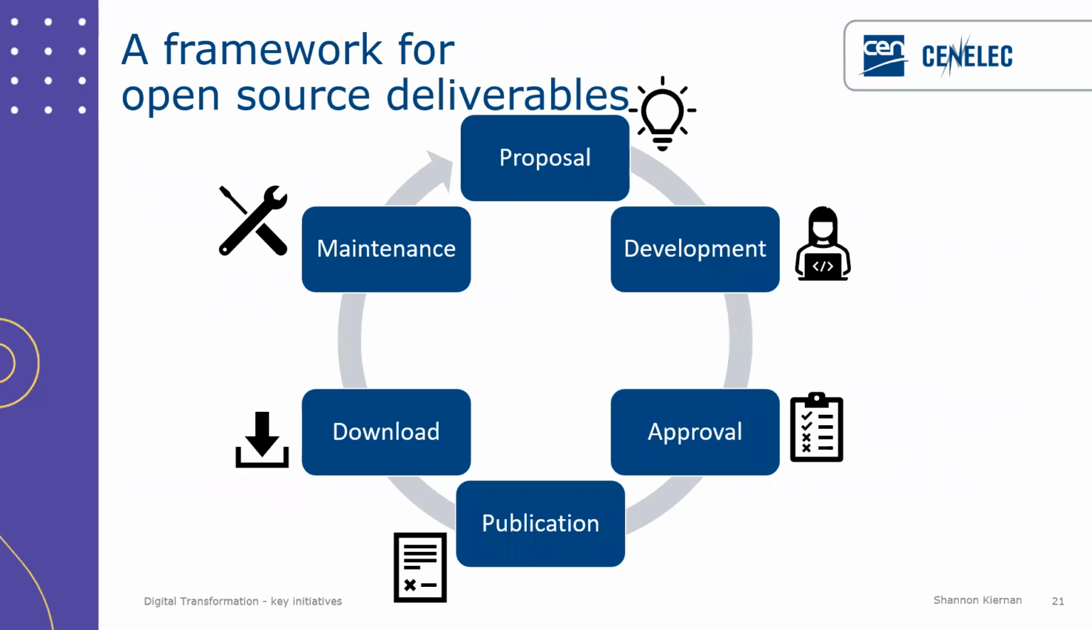So what are we doing on this project now that we know what open source is? We want to create a framework for open source deliverables that goes through all of the life cycle stages. And we basically end up with a new deliverable type. So this would be separate to an EN, separate to a TR, separate from all of our existing ones. We're looking at creating a new one, not modifying any of the existing ones.